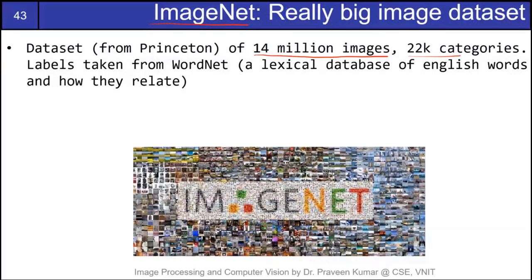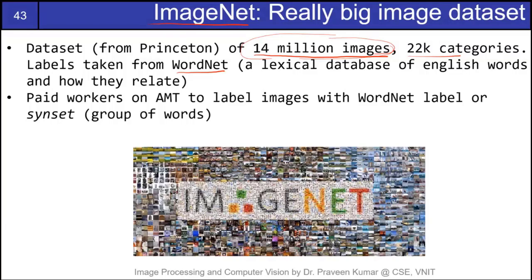WordNet is basically an English dictionary kind of thing, with connections between words and their synonyms and all those things. So the same labels, almost similar labels and connections, were taken as the categories in this. And they did a huge job of collecting 14 million images from the internet and labeling them using Amazon Mechanical Turk, paying online workers a few bucks for labeling the images. This data set was a very huge, challenging data set for this task.